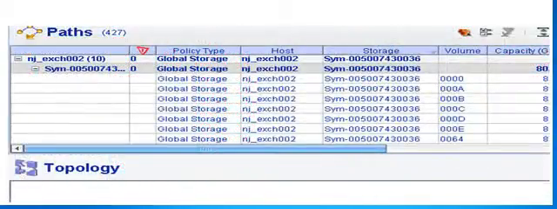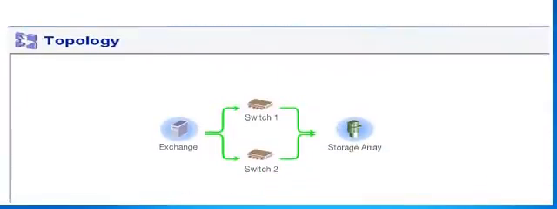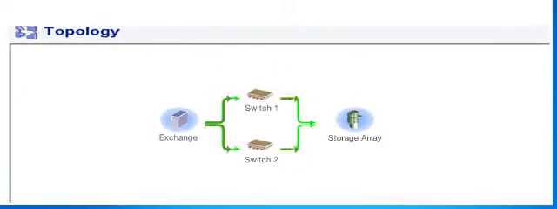SANscreen helps you manage storage proactively by automatically correlating the discovered data into application-relevant storage service paths. It shows all the storage resources that make up the service paths relevant to this Exchange application.